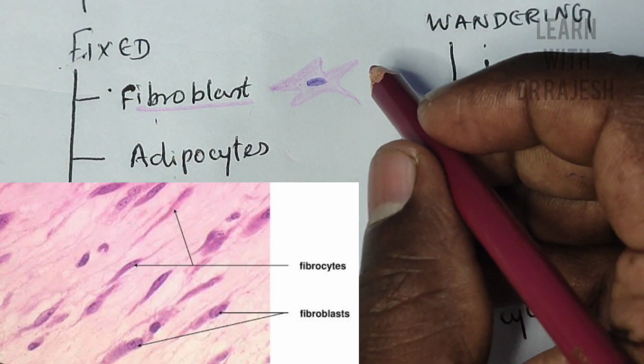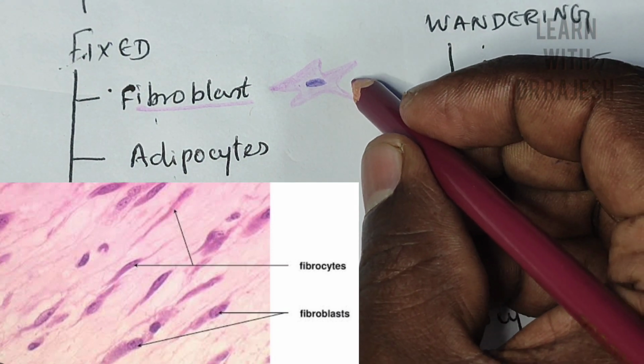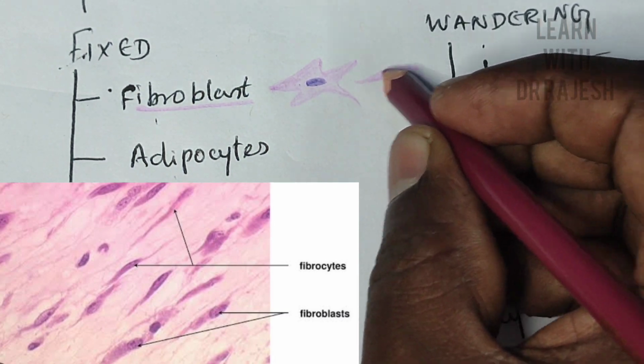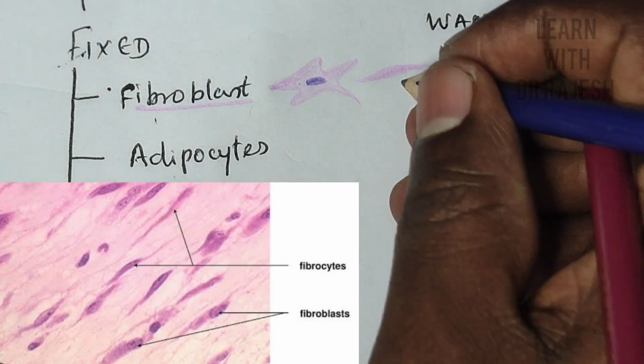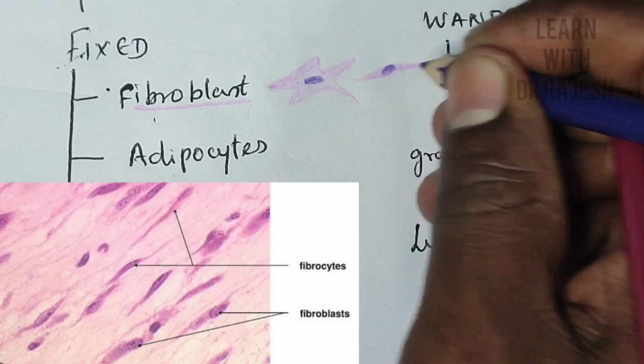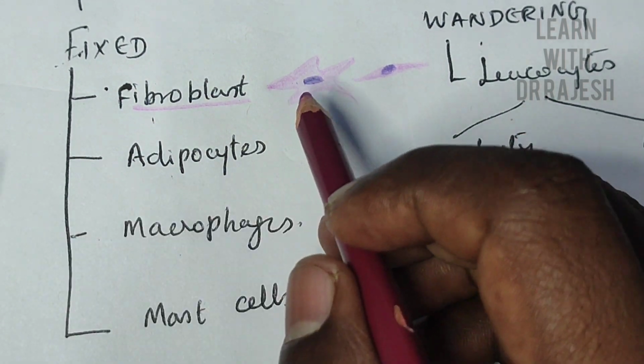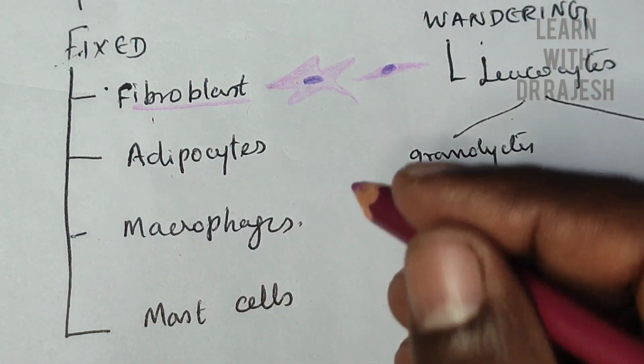So fibrocytes will be spindle shaped cells. The fibrocytes are something like smooth muscle cells, okay, spindle shaped cells with the nucleus at the bulged portion. So these are the fibrocytes. This is fibroblast. Next, coming to adipocytes.